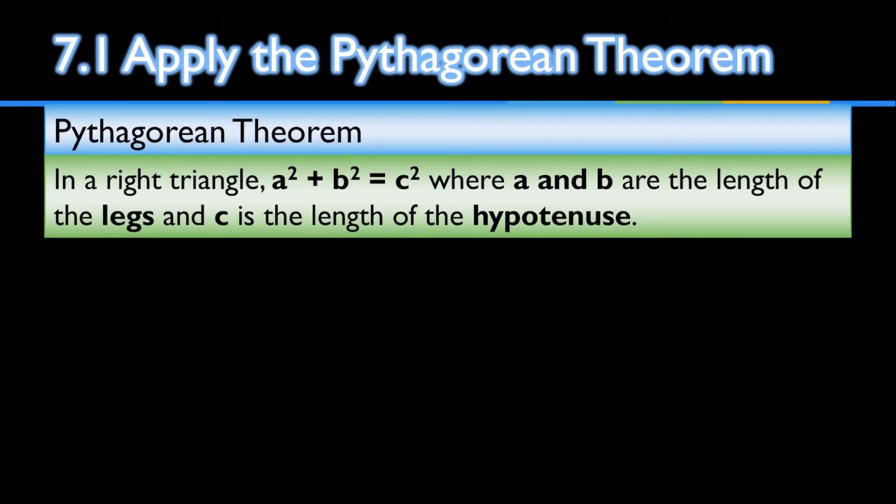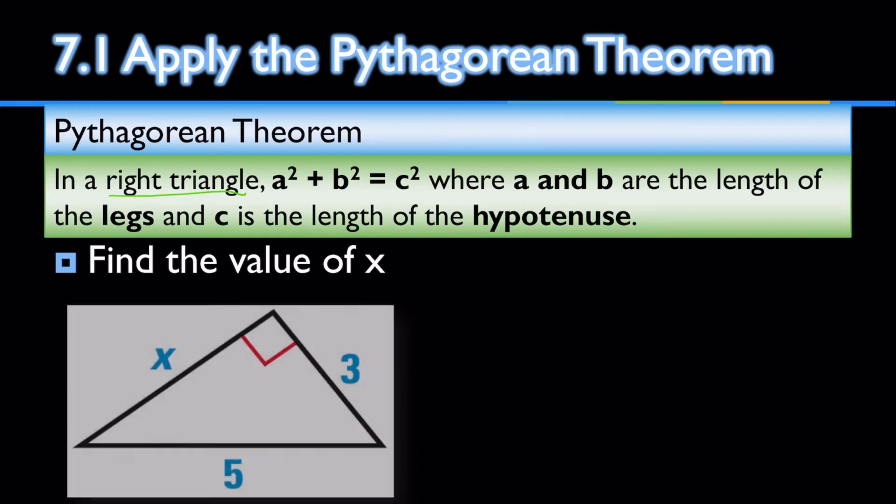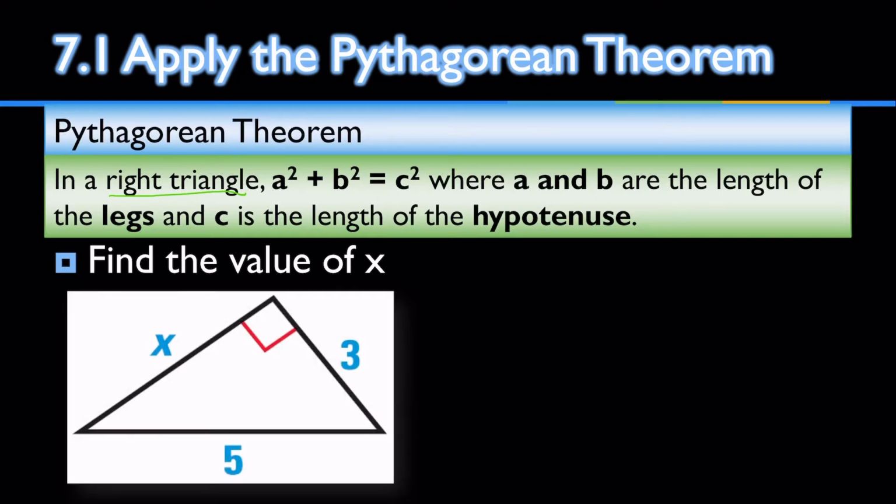A squared plus b squared equals c squared, where a and b are the lengths of the legs, and c is the hypotenuse. But this only works if it's a right triangle, such as this right triangle. In this right triangle, the legs are x and 3, so those are the a and the b. And the hypotenuse, which is opposite the right angle, is c. So I can go a squared plus b squared equals c squared. A is the x, b is the 3, c is the 5.